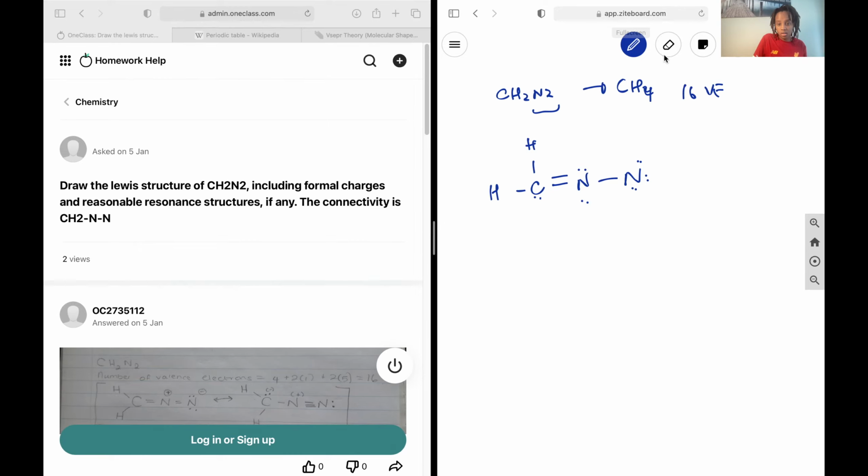Let's put a double bond around these two. Because carbon likes to have 4 bonds, nitrogen likes to have 3. Just give them both what they want. 2, 4, 6, 8, 10, 12, 14, 16, 18. So this is clearly still not enough.